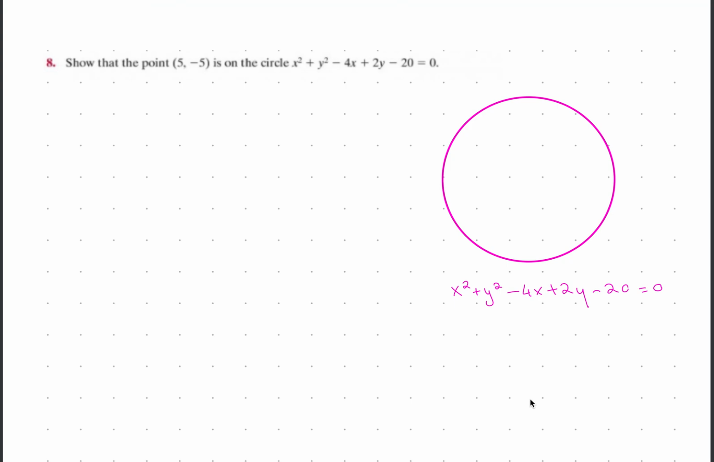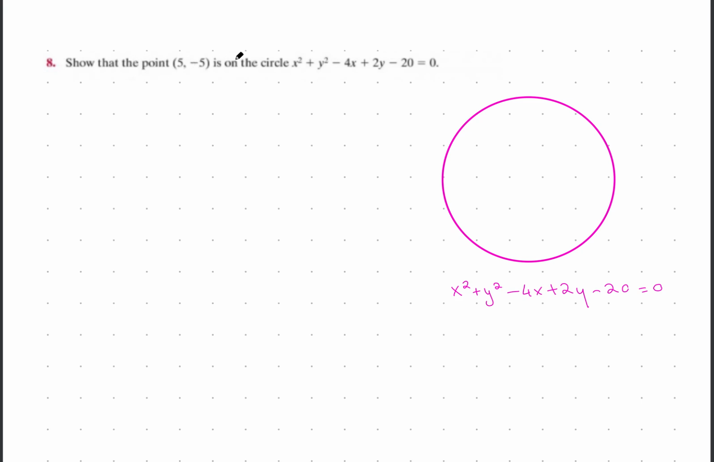So this question focuses on investigating whether a point is on the circle. They're asking us to show that the point is on the circle, meaning that it is. Now, to solve this problem, we need to really assess what they're asking us here and what they're getting at.